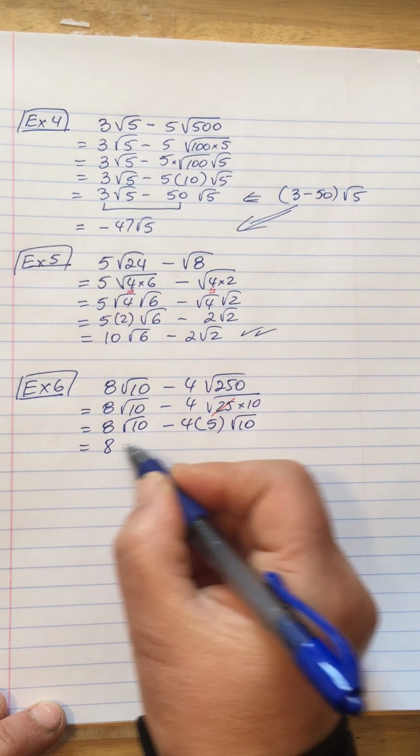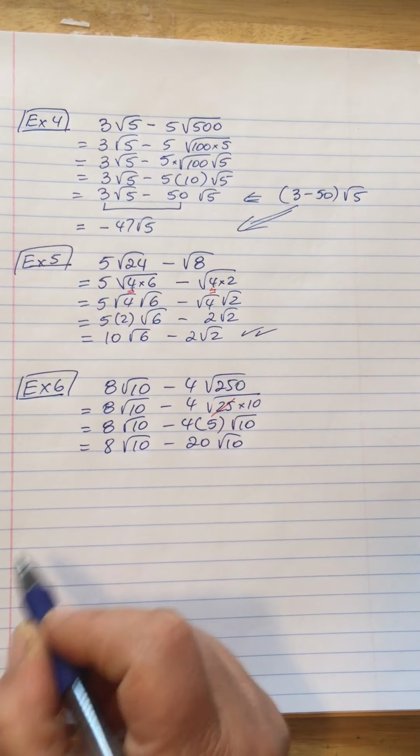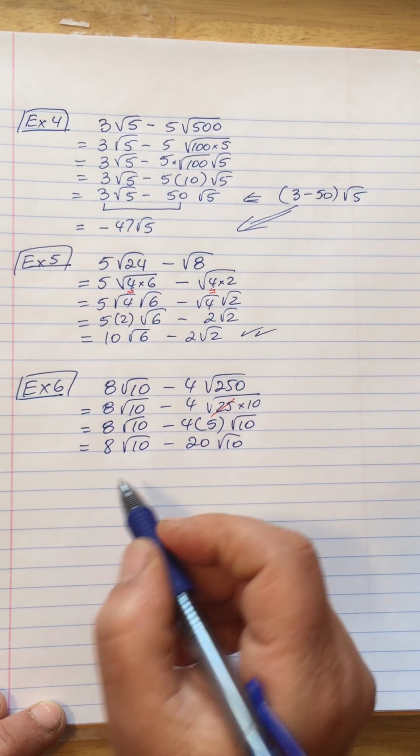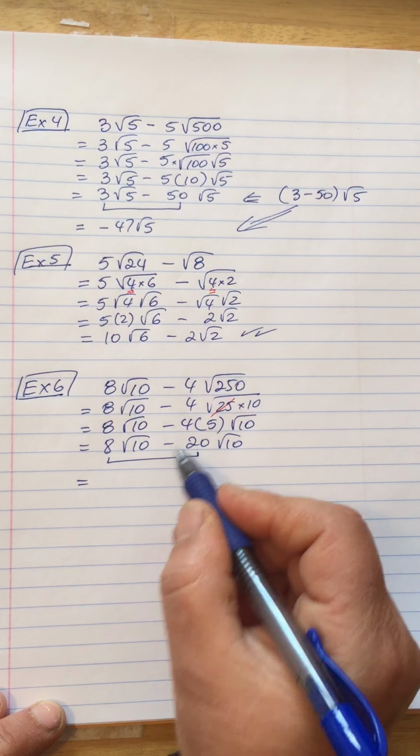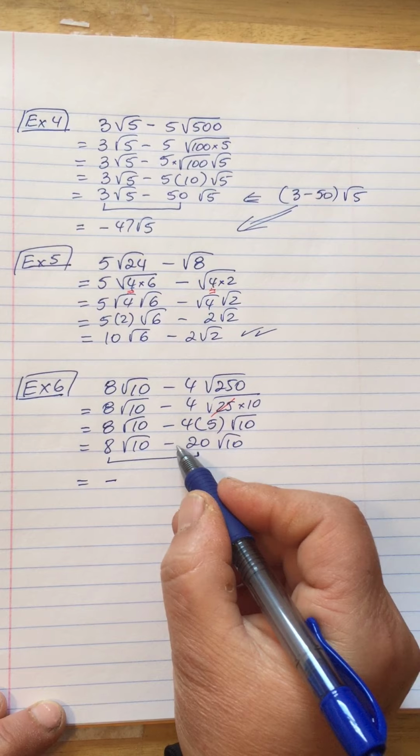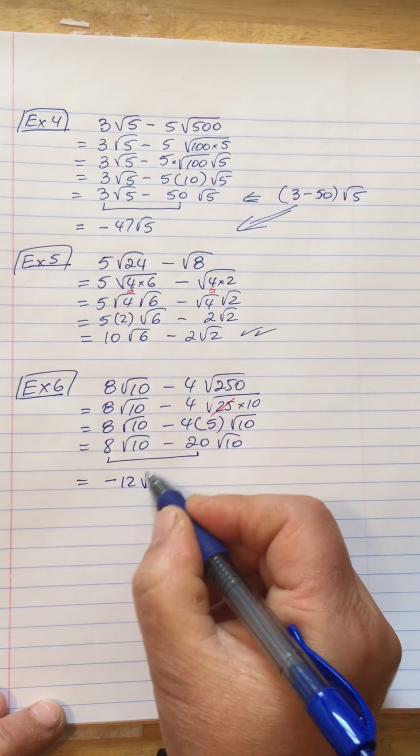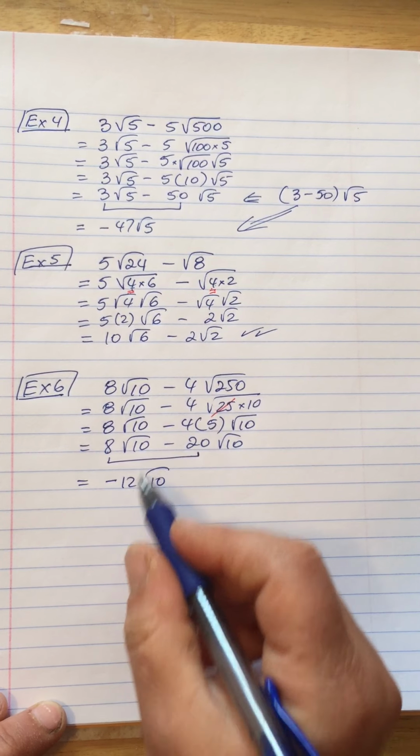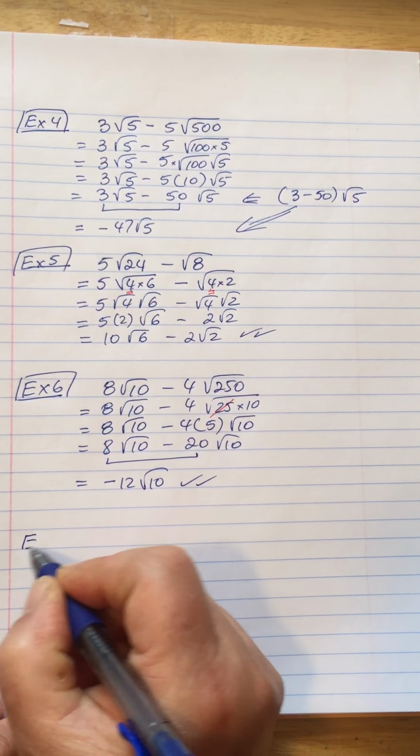What do we have? We have 8 square root of 10 minus 20 square root of 10. And now, yes, they are similar terms. I will work with the coefficients. One positive, one negative is a subtraction from the largest. 20 minus 8 is 12. And don't forget to write the common radical part. Done. Example 7.